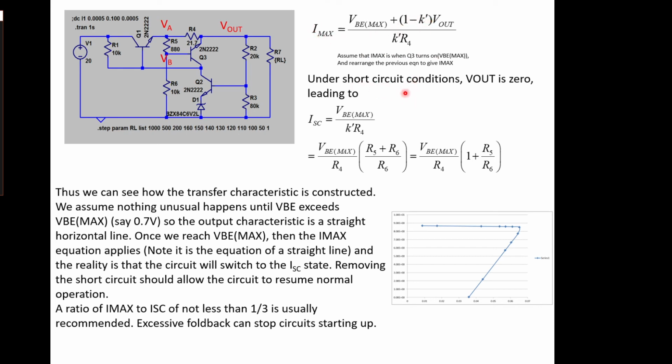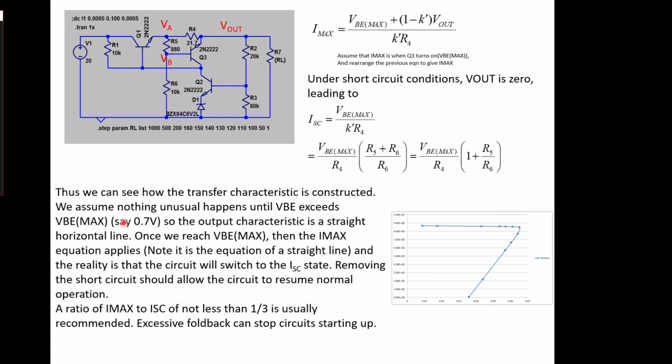Under short circuit conditions, Vout is 0. So if Vout is 0, this expression becomes 0, and this reduces to this. So the short circuit current is defined by VBE max over K dash plus R4. Then we can just resubstitute for K dashed, and that gives us a set of resistances to work out the design for a particular short circuit current. So we've now got a way of designing for a maximum current through our system, and a way of designing for a short circuit current that is now defined as well.